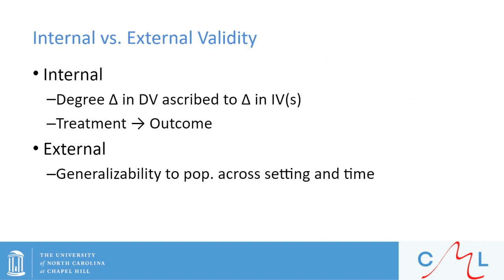By internal validity, we mean the degree to which the change in the dependent variable can be ascribed to the change in the independent variable. Or in other words, does A truly have an effect on B?